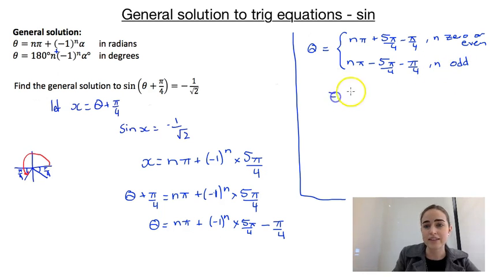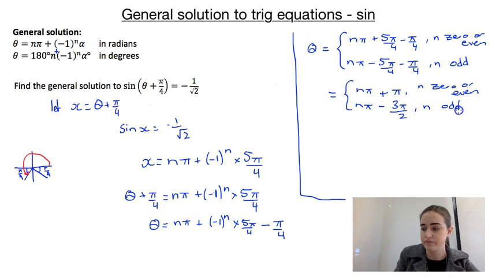So simplifying that down, we could have n pi plus 5 pi on 4 minus pi on 4 would just give us 4 pi on 4, or just pi. So we'd have pi. Again, that's for n is 0 or even. And if we simplify this one, we'd have n pi minus 5 pi on 4 minus pi on 4 would give us minus 6 pi on 4, which would simplify to minus 3 pi on 2. So that's for n is odd.